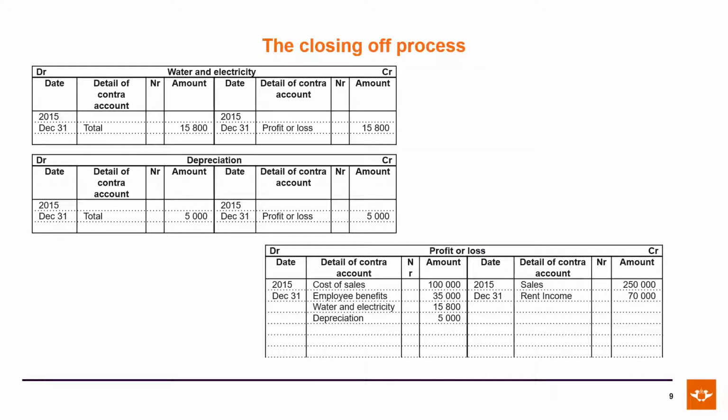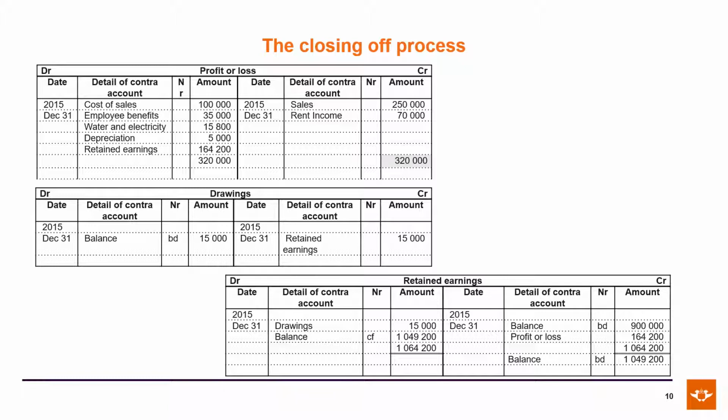The last expenses would be water and electricity and depreciation account. Also, just like cost of sales and employee benefits expenses, have debit balances. So to close them off, you need to credit water and electricity and depreciation account. But the account that needs to be debited will be your profit or loss account. Now, by looking at this, we'll see that in the profit or loss account, all the expenses are on the debit side and all the income accounts are on the credit side. All you need to do now is to calculate profit, and it should give us the same profit that we got through the journal.